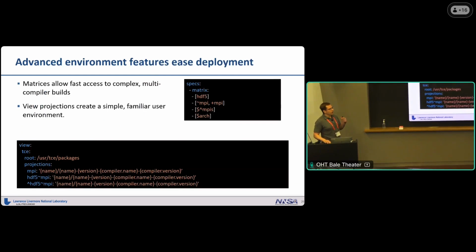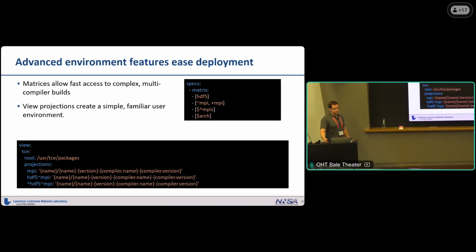Getting back to, if you are actually going to go ahead and try to build an environment for users entirely with Spack, there are advanced features that I want to call out that have actually been in Spack for a while, but a lot of folks don't necessarily use them, like matrix, so that you can do combinatorial builds, and you can describe these in your environment files, and view projections allow you to create a simpler, familiar user environment.